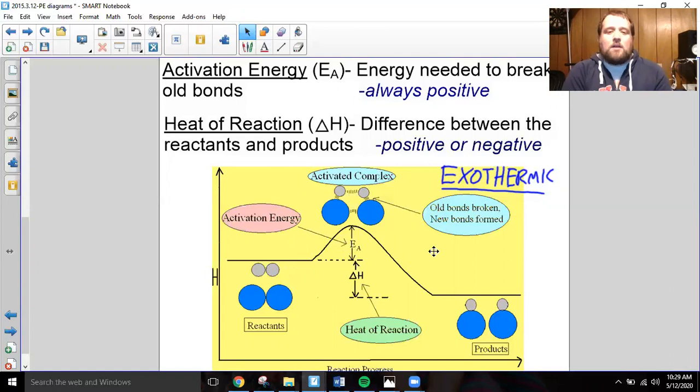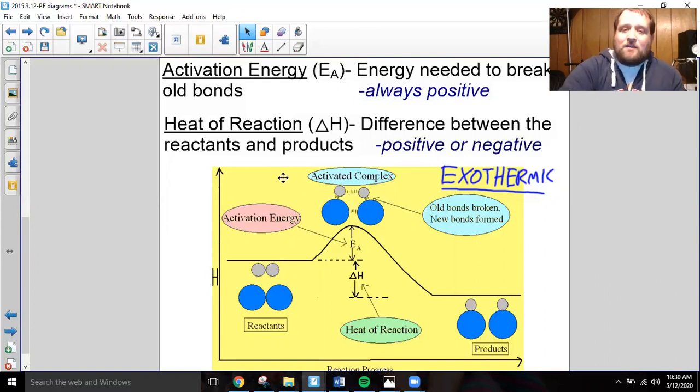So the other energy that we're looking for in potential energy diagrams is the heat of reaction. The symbol for that is triangle H. Remember, triangle stands for delta, or the change. So this is like the change in the overall heat. That's the way you can think about it. And that's the difference between the reactants and the products. And this can be positive or negative, depending on if it's gaining or losing energy.